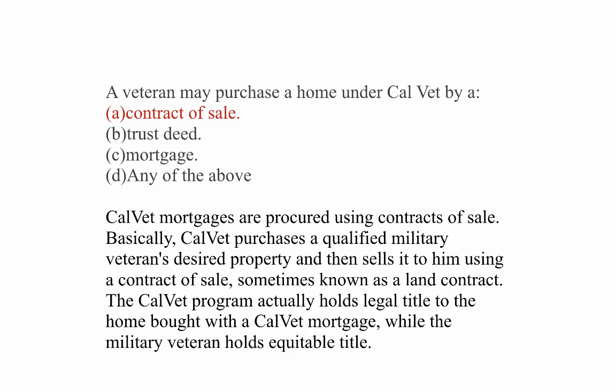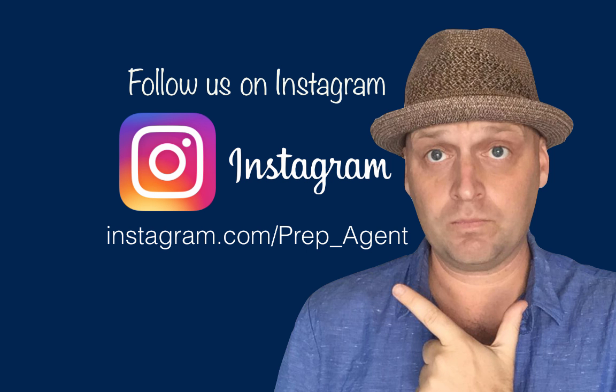The answer is contract of sale. CalVet mortgages are procured using a contract of sale. Basically, the CalVet purchases a qualified military veteran's desired property and then sells it to him using that contract of sale, sometimes known as a land contract. The CalVet program actually holds legal title to the home bought with a CalVet mortgage, while the military veteran holds equitable title. Remember, equitable title means the right to use and possess.